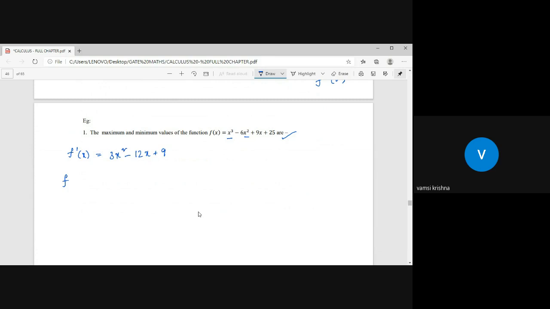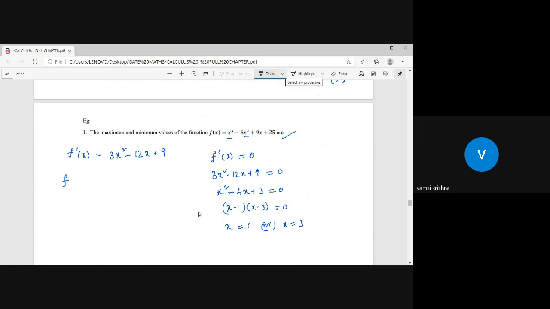And let us equate f dash of x equals 0. It means 3x square minus 12x plus 9 equals 0. Before going to factorization, let us simplify this. Divide by 3. x square minus 4x plus 3 equals 0. Then you can get the factors: x minus 1 into x minus 3 equals 0. So it means either x equals 1 or x equals 3. These are the roots you got.